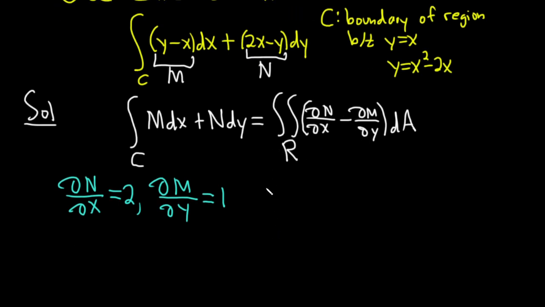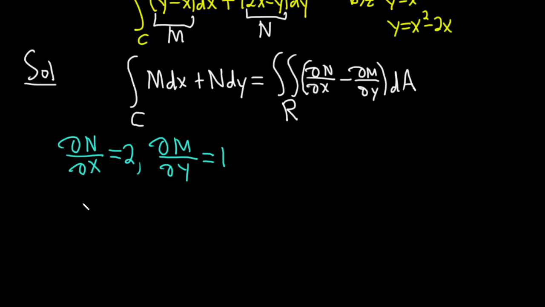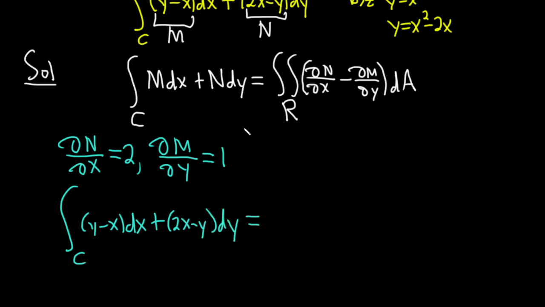Okay, so let's go ahead and write down our problem again. We have the integral along C of y minus x dx plus 2x minus y dy, equal to the double integral over the region R. And it's just going to be 2 minus 1, so it's just 1 dA. And so the challenge now is to find the limits of integration.